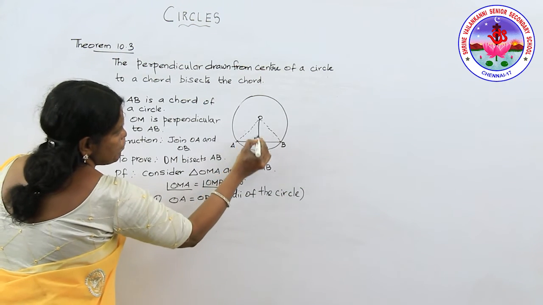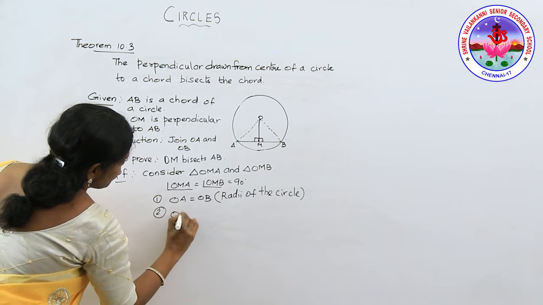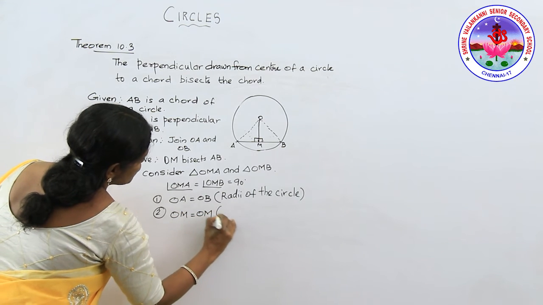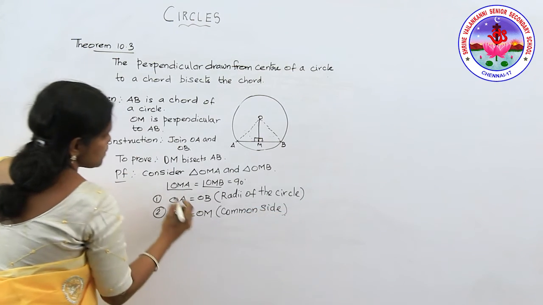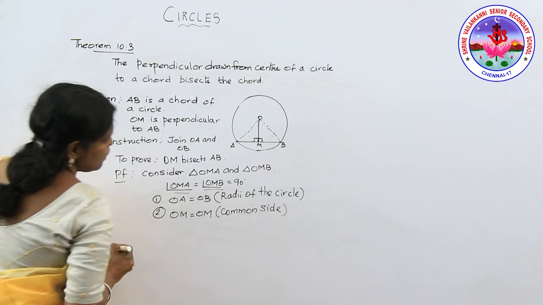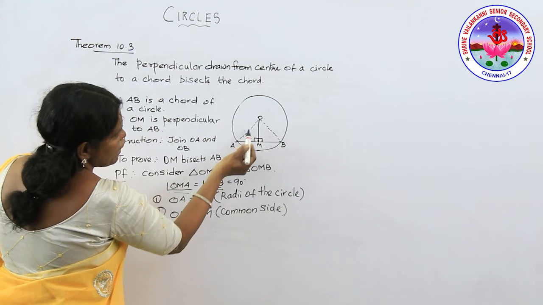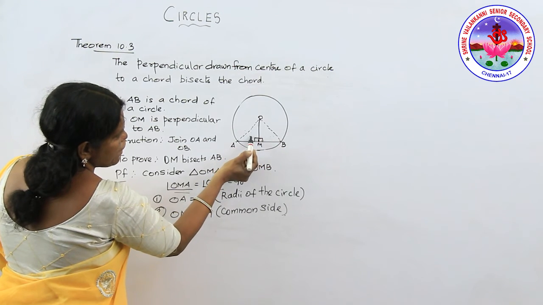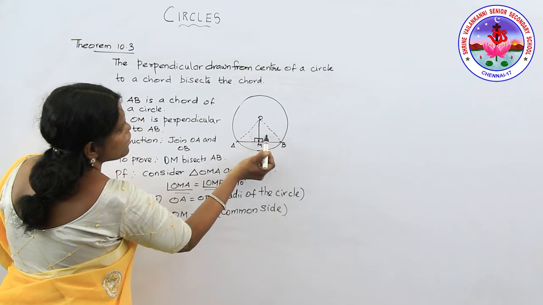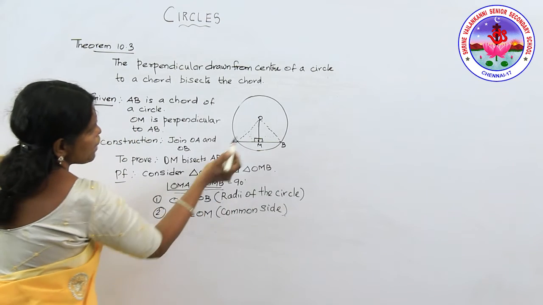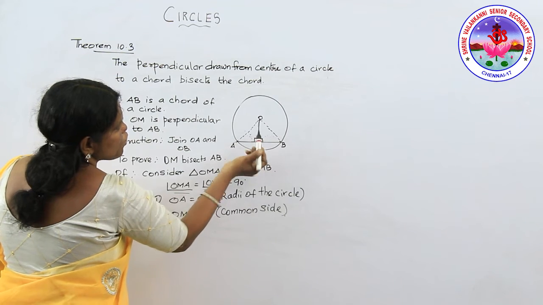Next case, OM. So this OM is common to both the triangles. So I can write that OM is equal to OM, the common side. Since they both are right angle triangles, I can use RHS congruence, where the RHS congruence states that if the hypotenuse and one side of one triangle are equivalent to the hypotenuse and one side of the related triangle, then the two triangles are congruent. So here I proved that the hypotenuses are equal and the sides of the two related triangles are also equal.